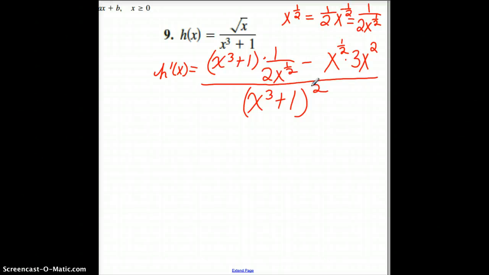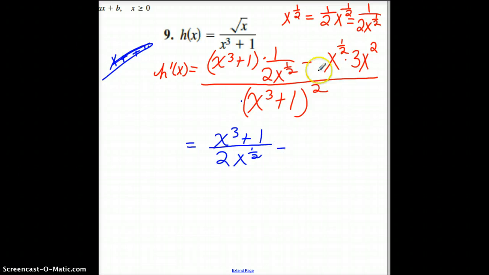I know it's tempting to, but foiling this won't cause anything to cancel because you can't cancel when separated by pluses and minuses. So just go ahead and leave that. It's the top that you need to concern yourself with. So what I would do is go clean up that top so that you can see it. It's really an x cubed plus 1 over a 2x to the 1/2. Then it's minus, and then when we multiply, we add the exponent, so we'd have 3x to the 5/2. And this is technically over 1.